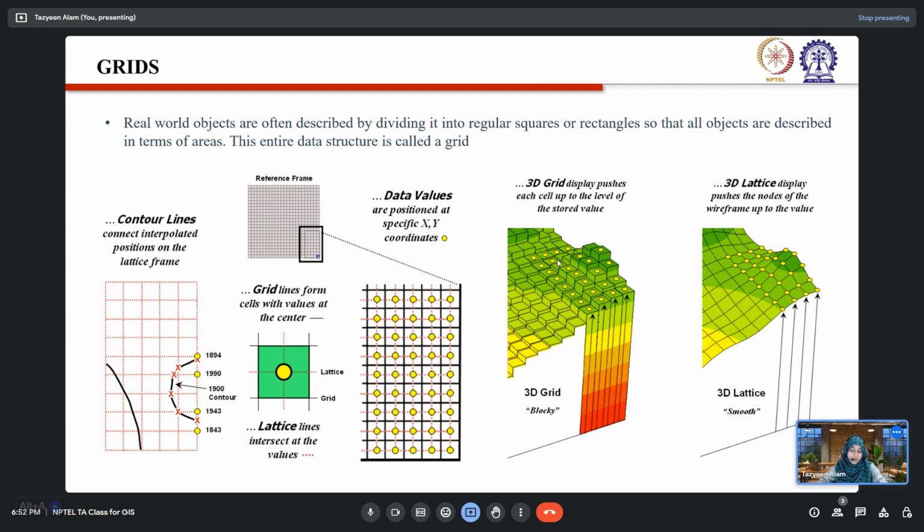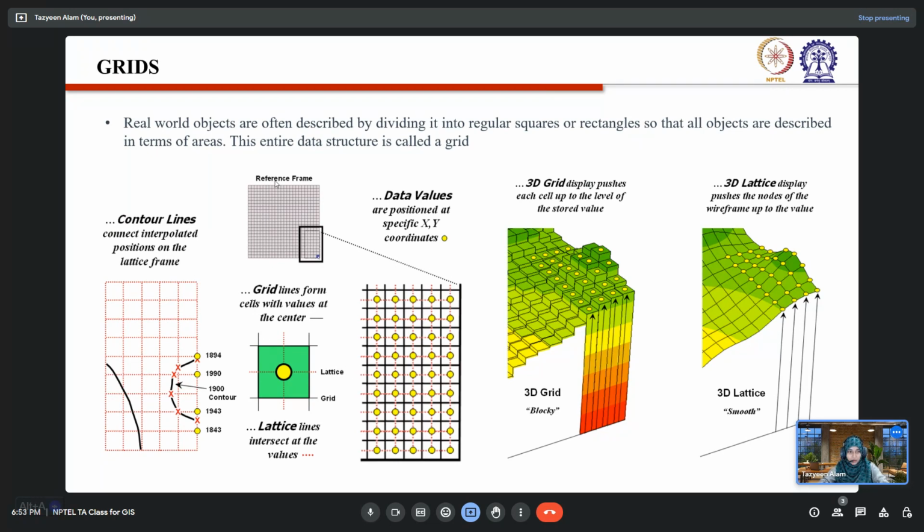Now, if we understand grids, we will be talking about how we can divide the real world object into different formats when we are creating our data model. So whenever we are trying to objectify the real world model, we describe it by dividing it into regular squares or rectangles, so that all the objects are described in terms of areas. So this entire data structure is called the grid.